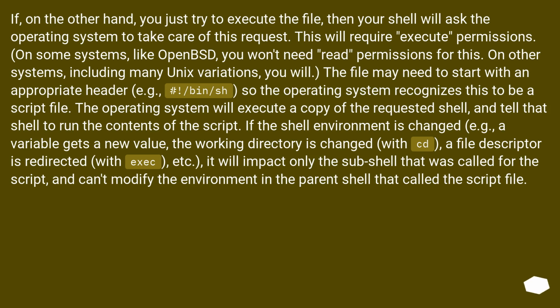The file may need to start with an appropriate header, for example #!/bin/sh, so the operating system recognizes this to be a script file. The operating system will execute a copy of the requested shell, and tell that shell to run the contents of the script. If the shell environment is changed, for example, a variable gets a new value, the working directory is changed with cd, a file descriptor is redirected with exec, etc., it will impact only the subshell that was called for the script, and can't modify the environment in the parent shell that called the script file.